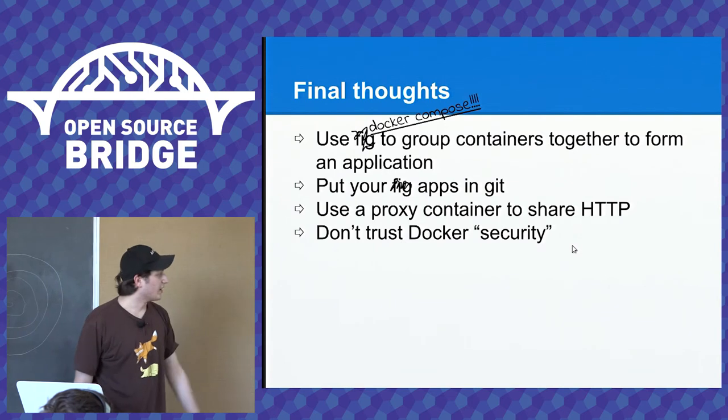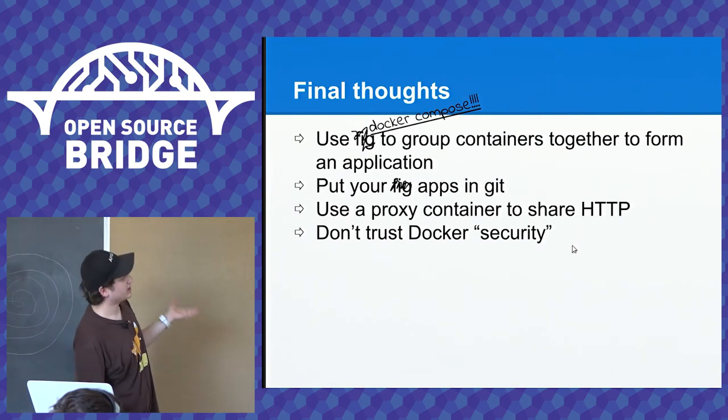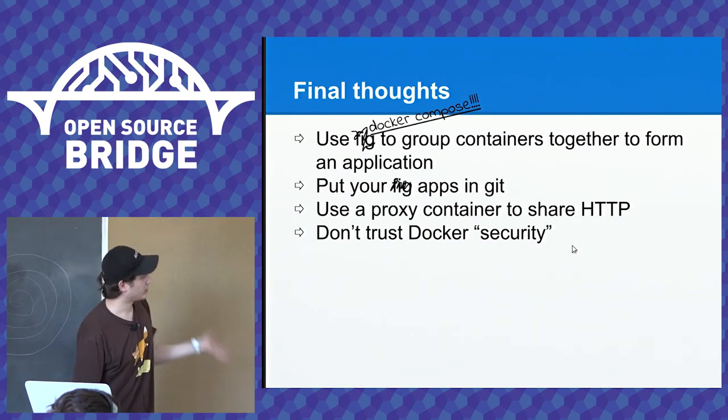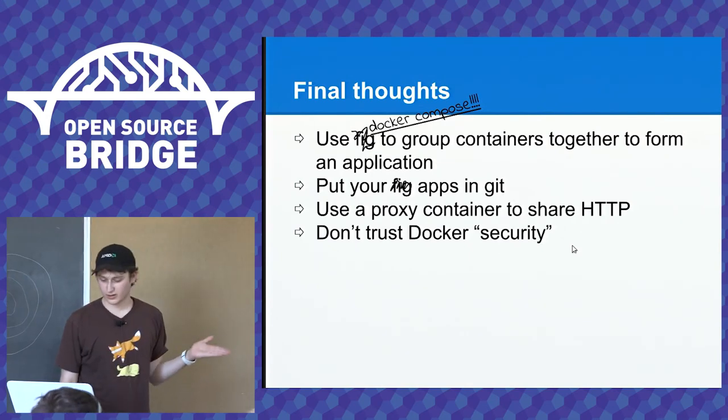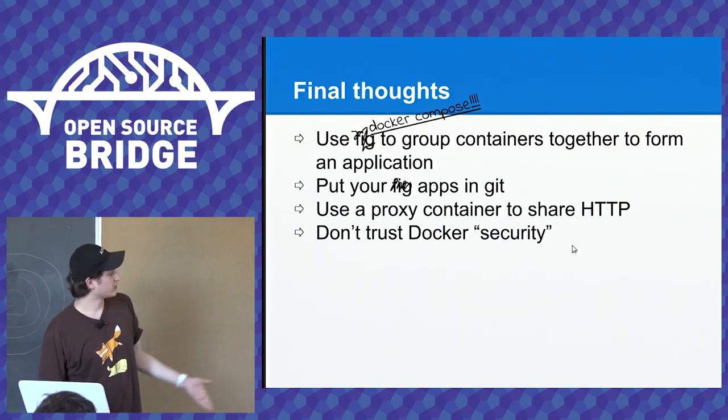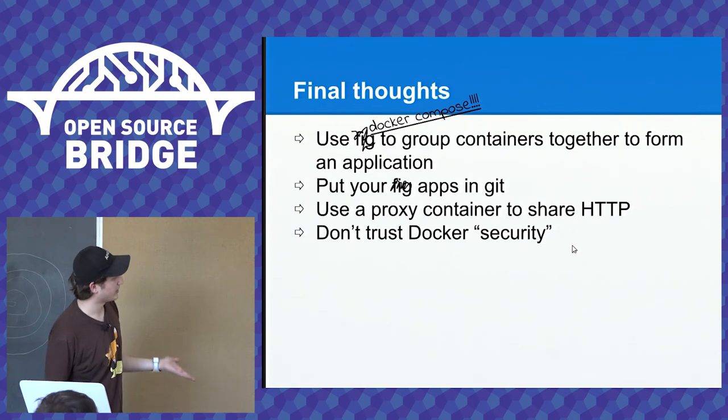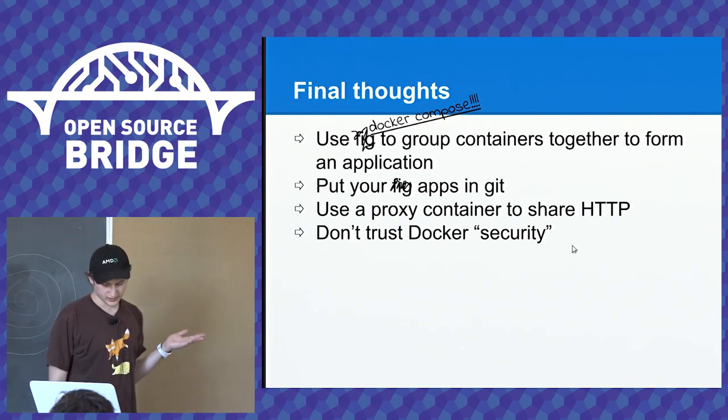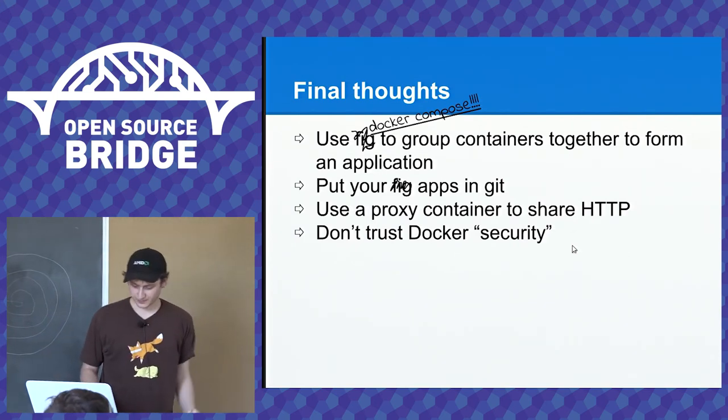Sorry. You can use a proxy container to share HTTP ports. And don't trust Docker security at all. One bullet that should be there is don't do this yet. Wait for the standardized container thing before you move to production, probably, unless you're really adventurous and super agile.